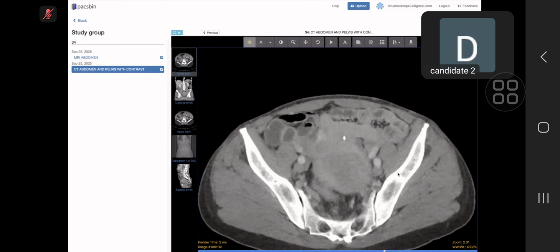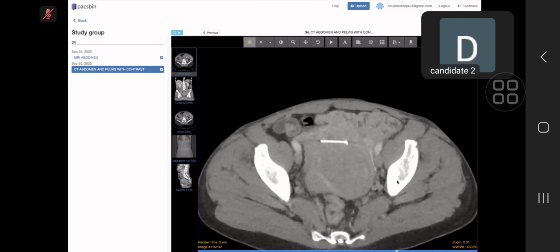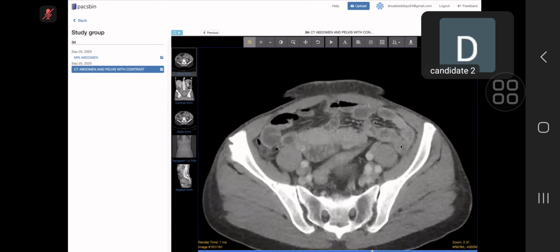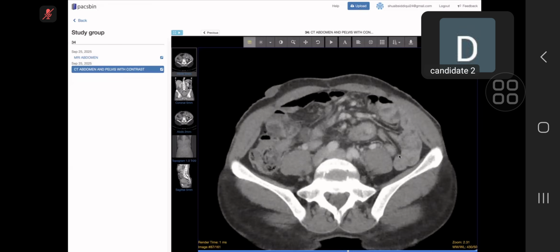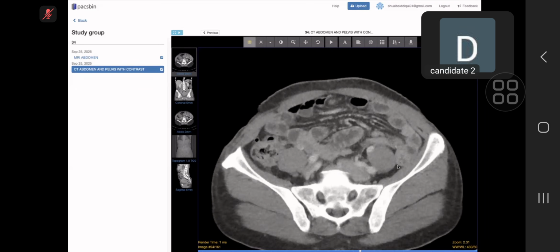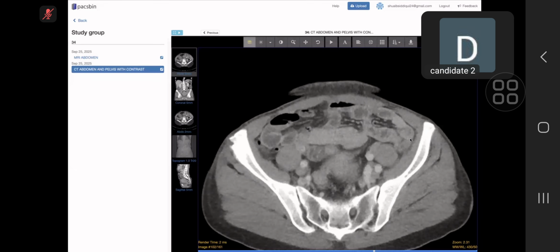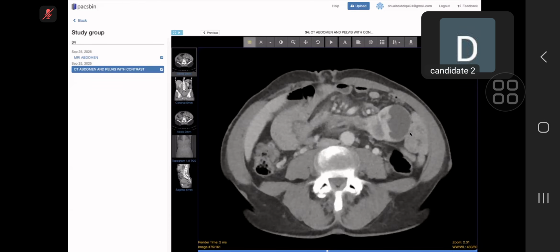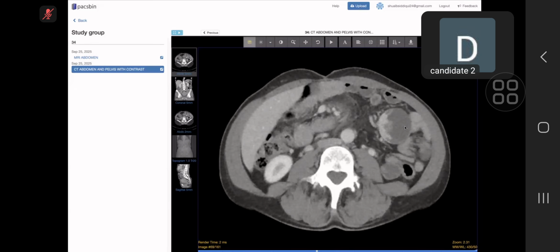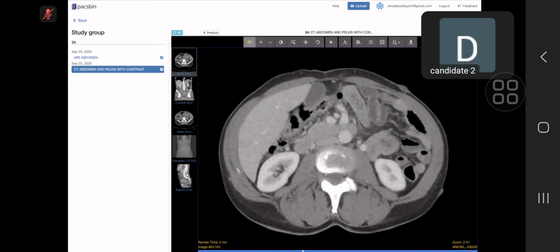There is evidence of mild fluid noted within the abdomen. Thickening of the wall and narrowing of the lumen appear to be mildly enhanced of the bowel loops. I wanted to trace this abnormality in the middle of the abdomen.